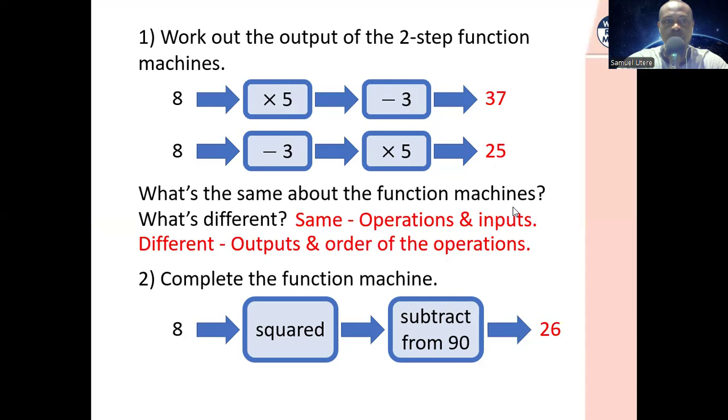And then you're being asked for the second part of the question, what's the same about the function machines and what's different? Okay, if you recall in our previous lesson, we did say that sometimes the order of operations affects the result, and that this is a clear example of that happening. So you can see here the order of the operation is changed, and that affected the result. Next, you're told to complete the function machine. Okay, so you're given 8. 8 squared is 64. 64, you're told to subtract it from 90. Your answer will be 26.